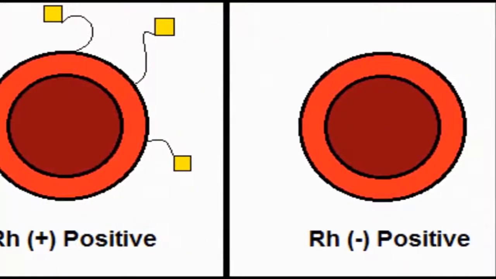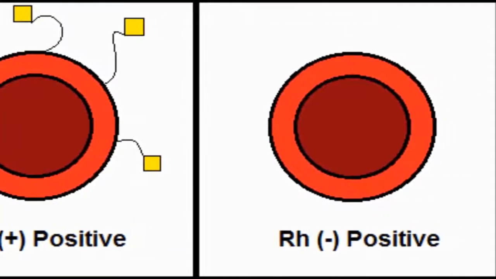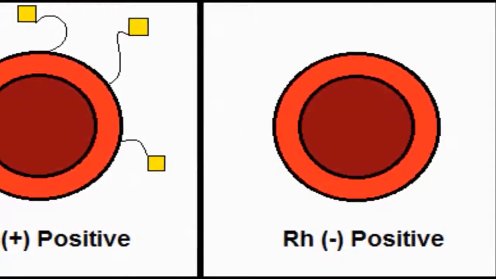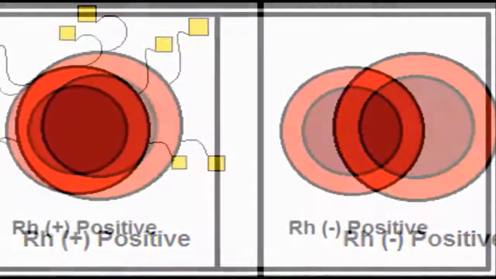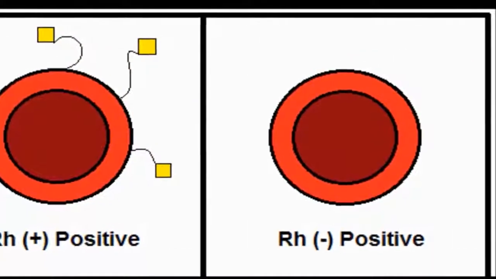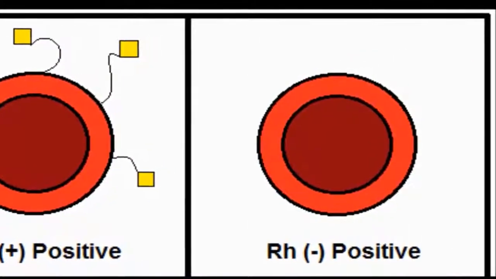Rh factor is the second most important classification of blood grouping. It is based on the presence or absence of D antigen. The presence of D antigen is Rh positive, its absence is Rh negative.